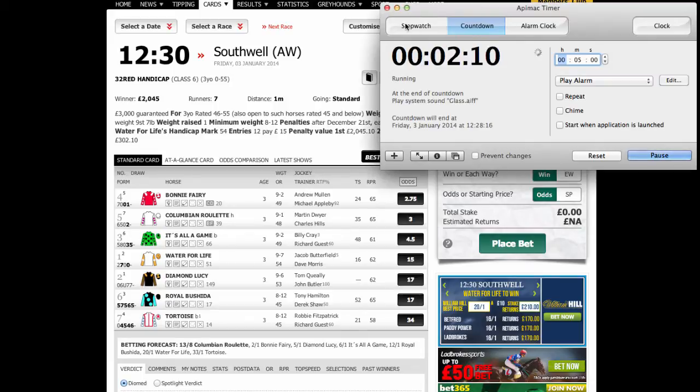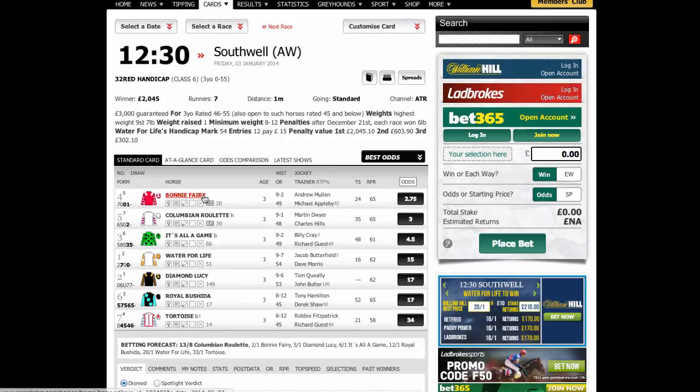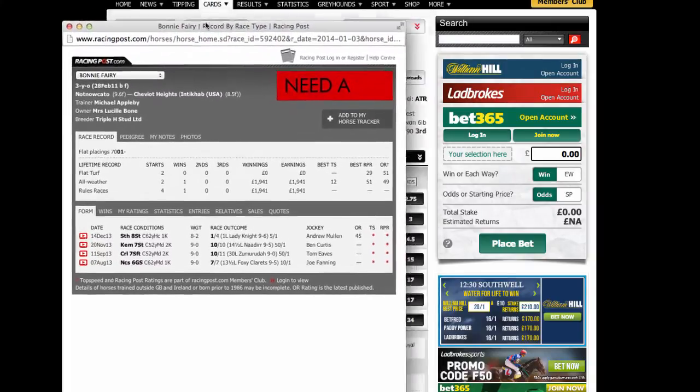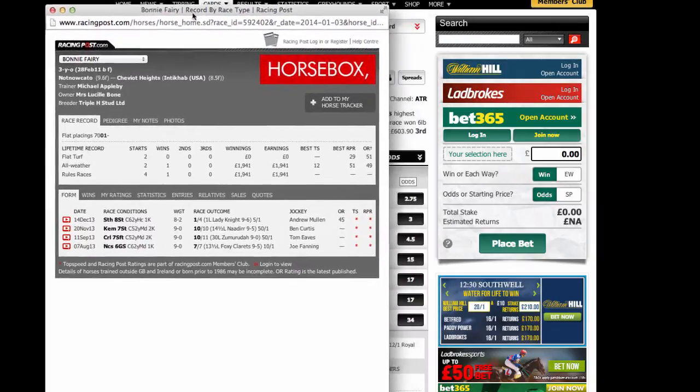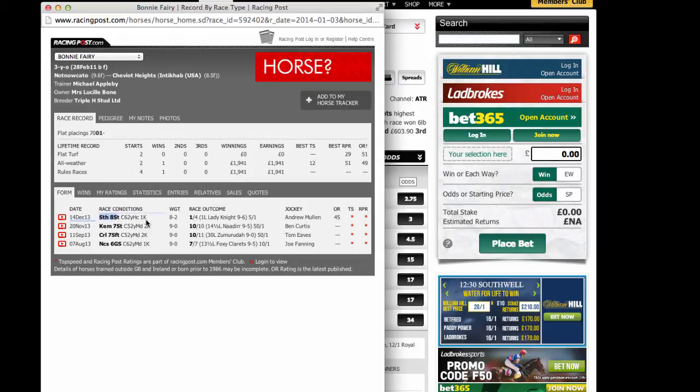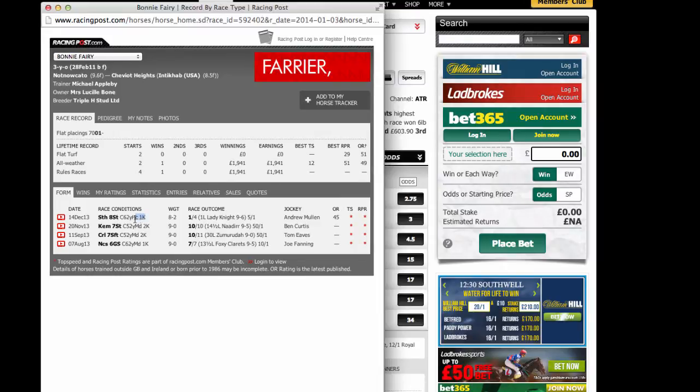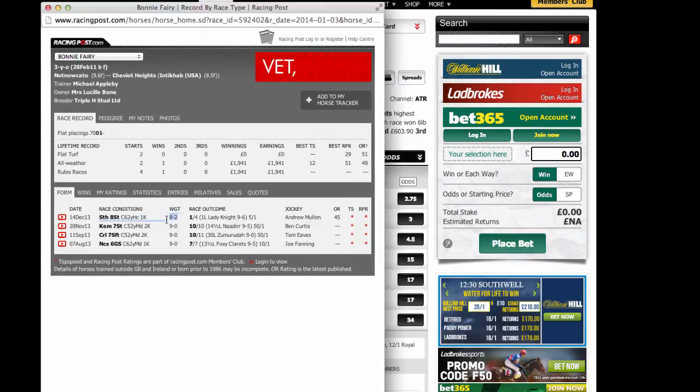If we look at the time, we've got just 2 minutes left now, so let's dig into these horses. So I'm going to open Bonnie Fairy, and we can see straight away the last race was at Southall, 8 furlongs, so just over the mile there, over standard, a lower class handicap with a weight of 8.2, so there's been an increase in weight there, but won by 1 length.